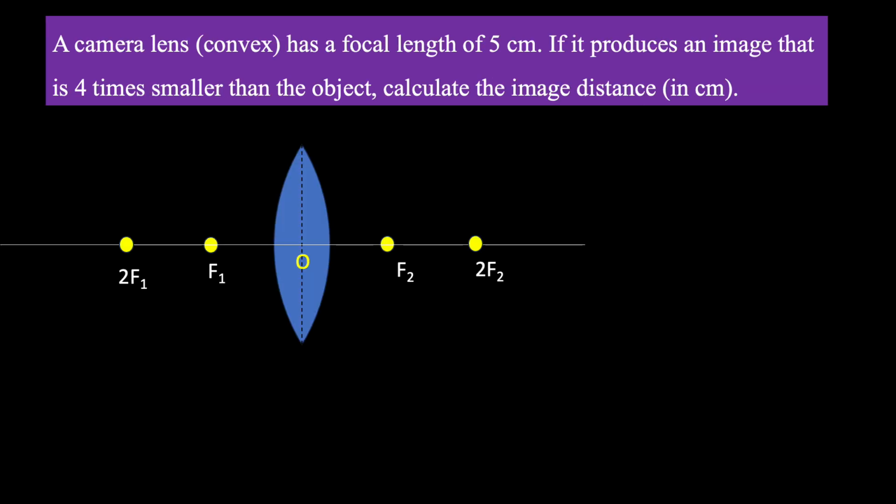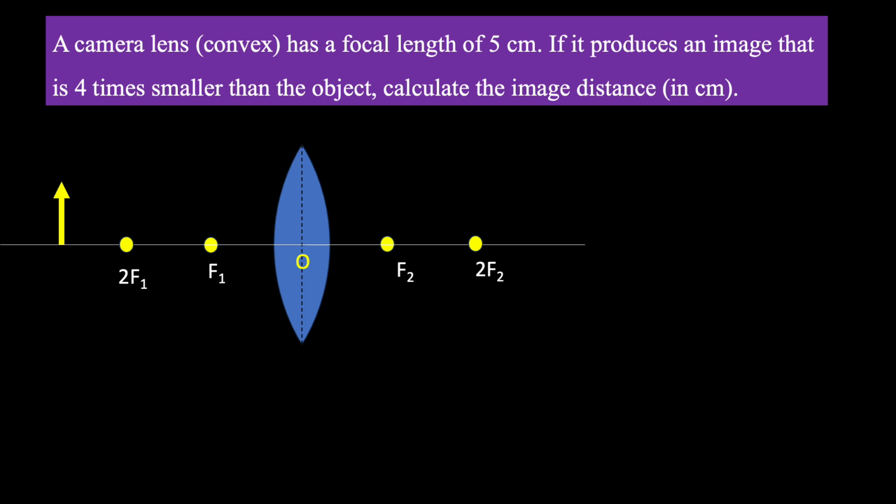A camera lens, which is a convex lens, has a focal length of 5 centimeters. If it produces an image that is 4 times smaller than the object, calculate the image distance, V. Now the information given to us is that the image is 4 times smaller than the object. When will that be possible? When the object is beyond 2F1.